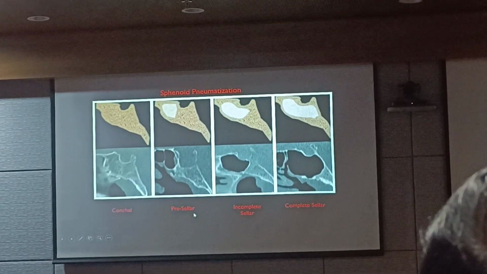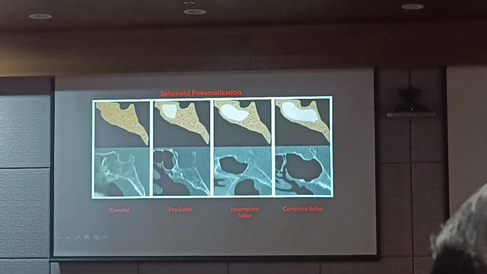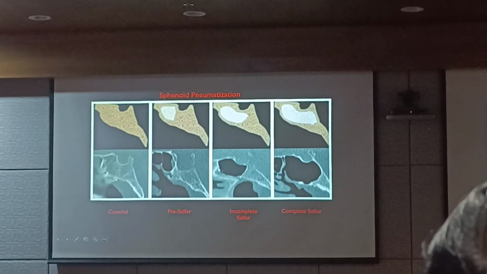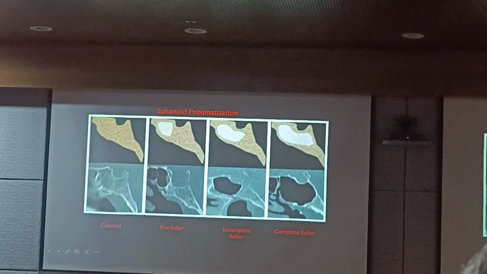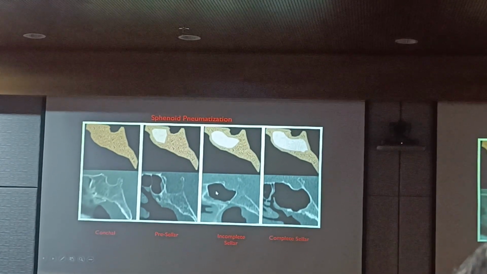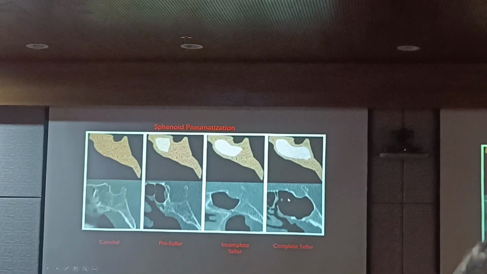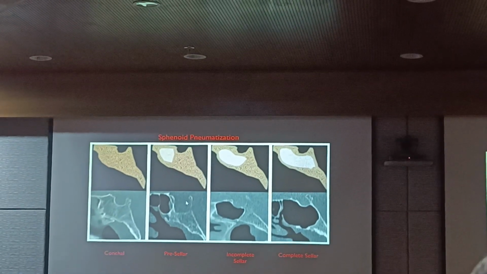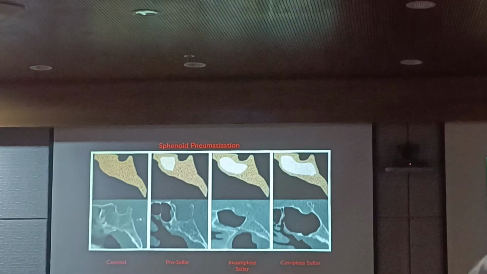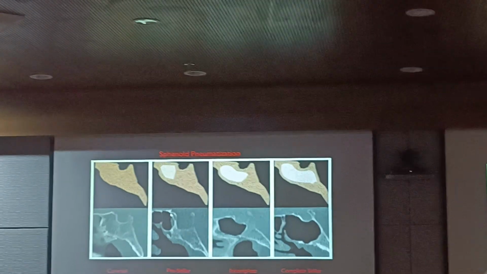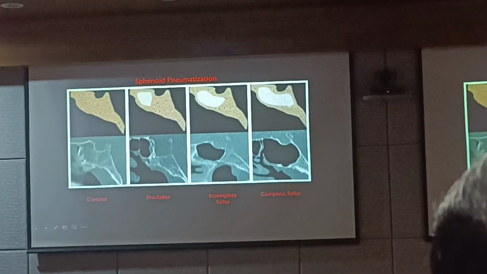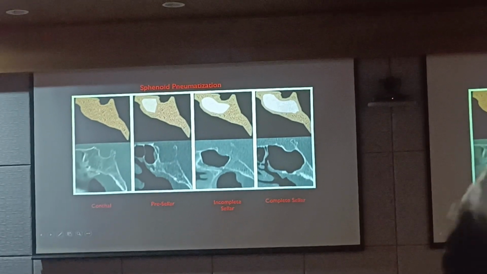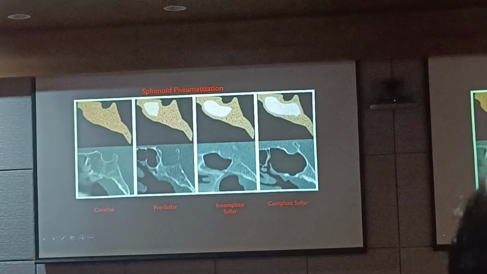Pre-sellar is just ahead of the sella. Incomplete sellar is like this, and this is post-sellar going way behind the sphenoid sinus. So many a time when we do pituitary surgery, we have one of these configurations. Rarer to have these combinations, but if you have these combinations, then you need to drill out. If I need to take a sellar tumor or a pituitary tumor out, I need to drill out all this bone over here till I get access, or I create this cavity deeper to the sella.